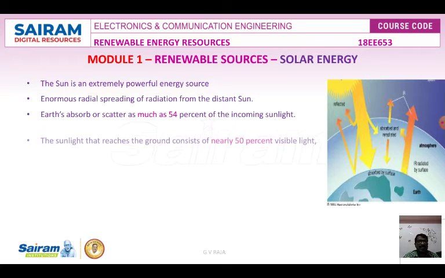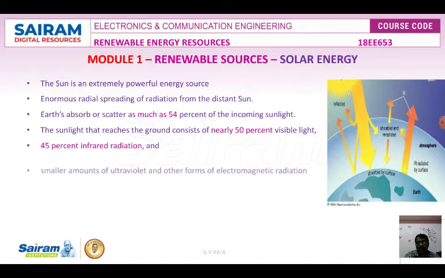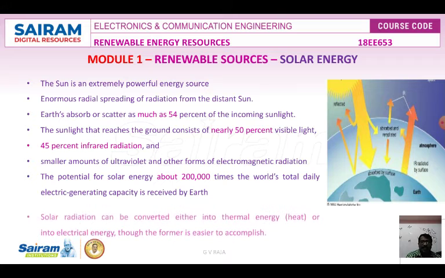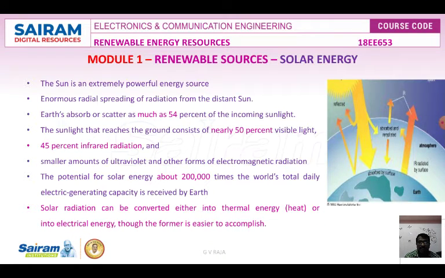As I said, the sun is an extremely powerful energy source. Enormous radiation spreads from the distant sun. Earth absorbs only 54 percentage. In that, 50 percentage is visible light, and 45 percentage is infrared radiation. As I said previously, nearly 200 times the world's total energy is generated daily by the solar energy system.